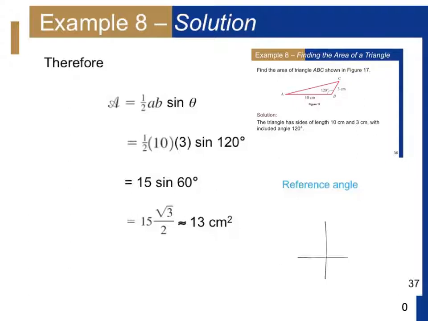So if we go to 120, we're over here. Theta is 120, and then our theta bar is 60. But our sine doesn't change because our y is still positive in the second quadrant. So it doesn't matter if you have an obtuse angle, an angle that's bigger than 90 in your triangle, it still works. So we have 1/2 times 10 times 3 is 1/2 times 30 is 15 times sine of 60. Remember, sine of 60 is square root of 3 over 2. So this is 15 times square root of 3 over 2, which is about 13 centimeters squared.